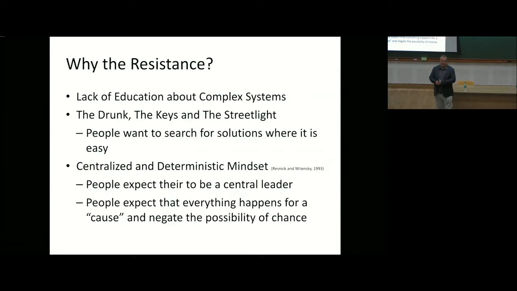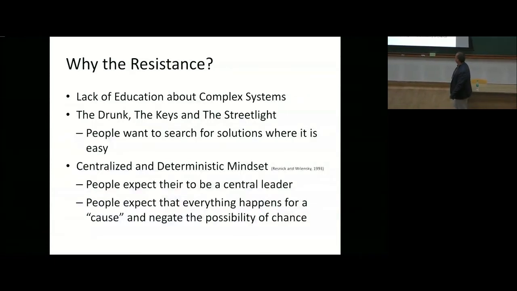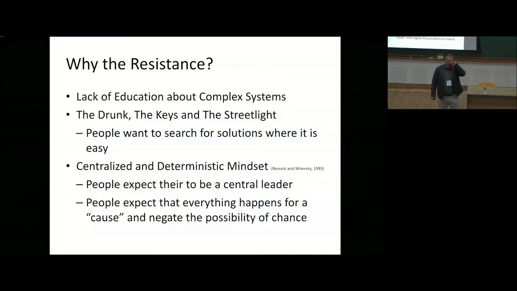Why is there resistance to agent-based modeling? A lot of people have discussed this with me. I think that a lot of it has to do with lack of education about complex systems. People don't understand how these complex systems work. They assume that all the things they see are linear, right? There's a lot of what we call the deterministic centralized mindset, which means that people assume that the world operates in a deterministic way. Something happened. There must be a cause for it, right? Rather than the fact that random chance can exist in these systems.